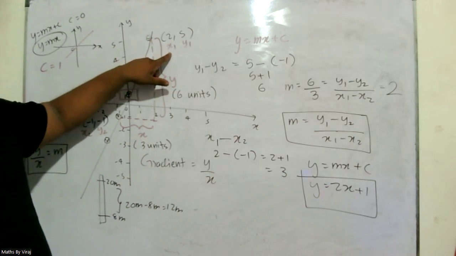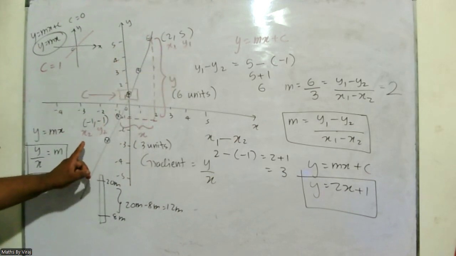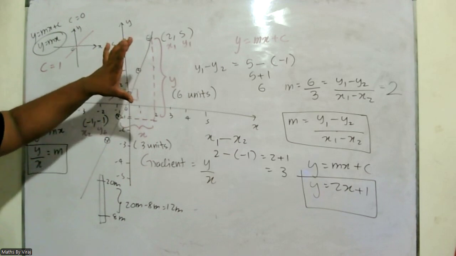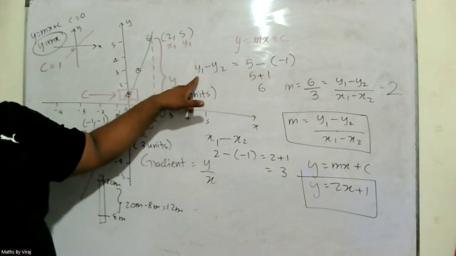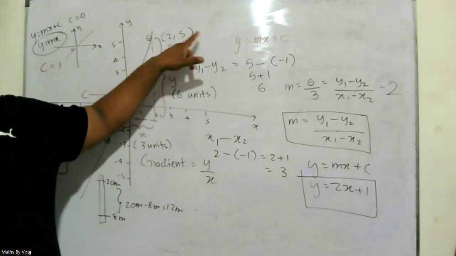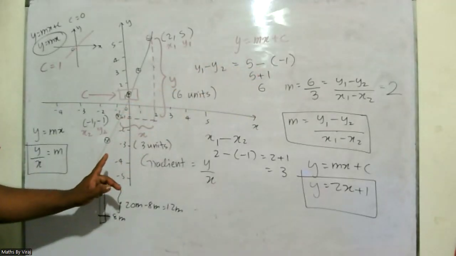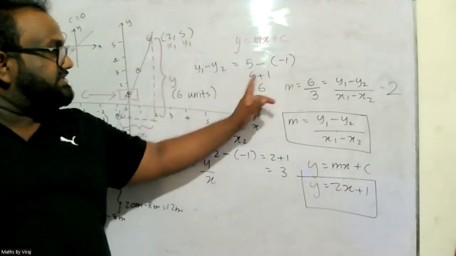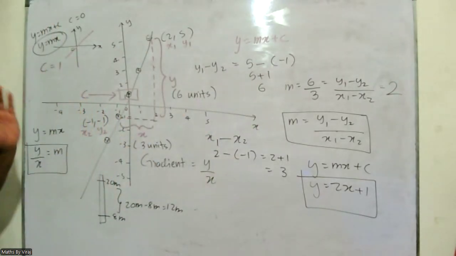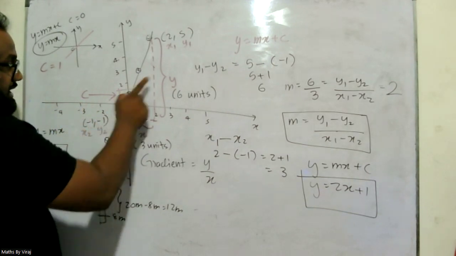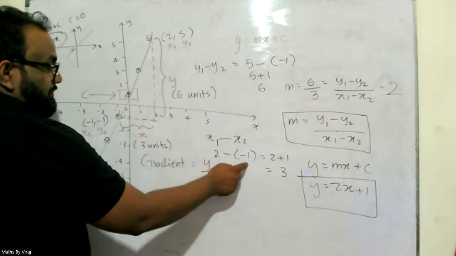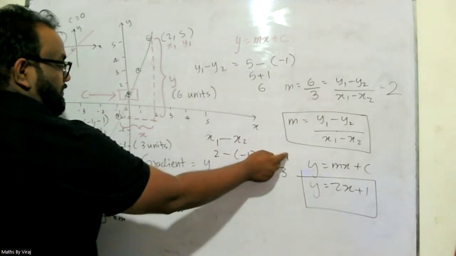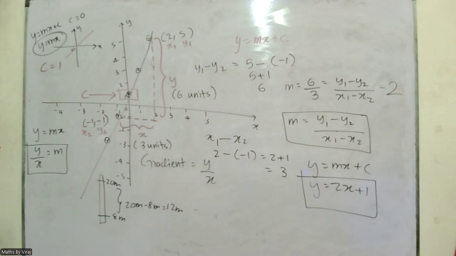If I label this coordinate x1, y1 and this coordinate x2, y2, it is as if the height is y1 minus y2, 5 minus minus 1. That is minus minus plus, 5 plus 1 is 6. Am I clear? Yes. The same theory can be applied for the x-axis as well. x1 minus x2, 2 minus minus 1. Minus minus plus, 2 plus 1 is 3. Correct or wrong? Correct.